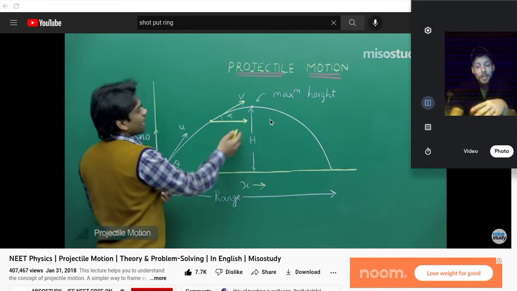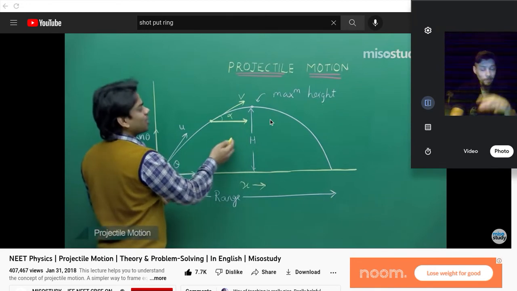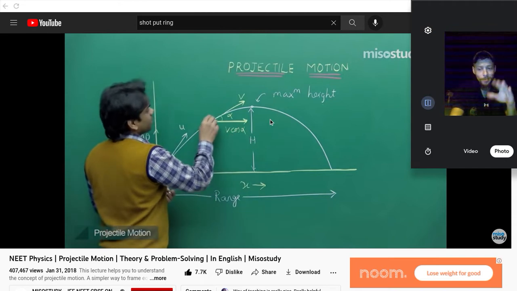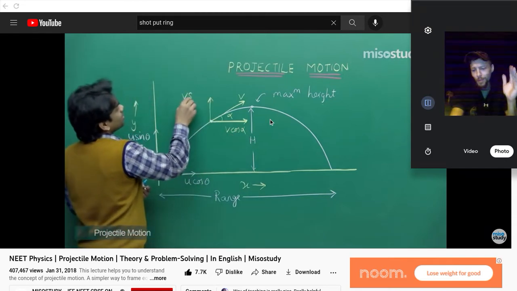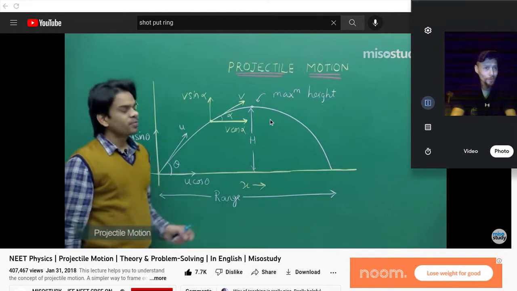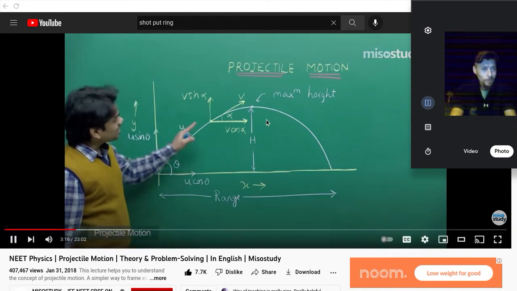So we will already have two components of velocity, one along the horizontal direction. This component will be v cos alpha, and this component will be v sin alpha. We got the velocities right. Now you see something that's happening here.